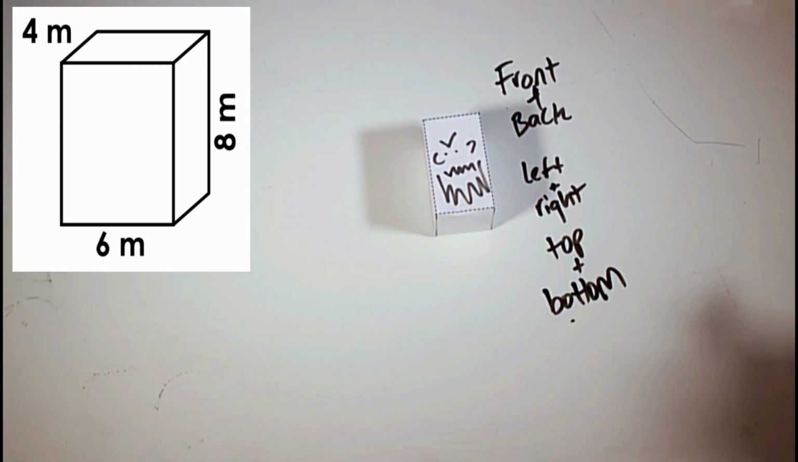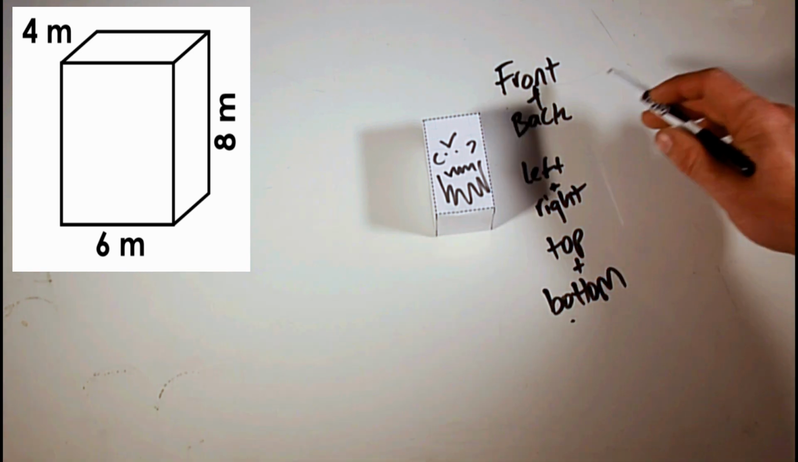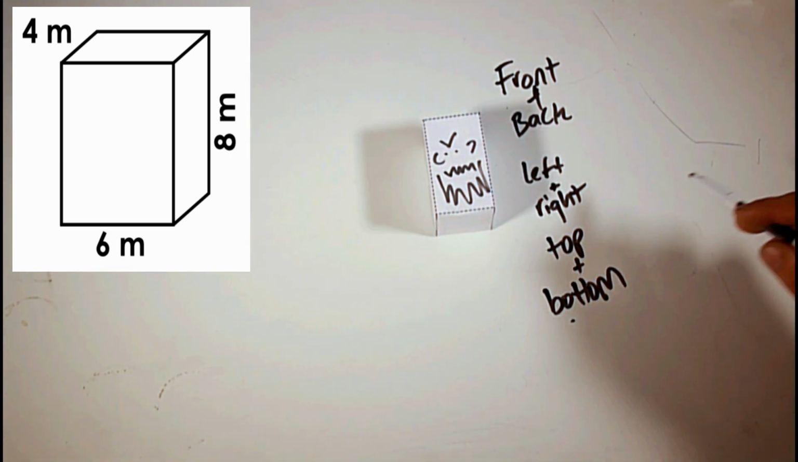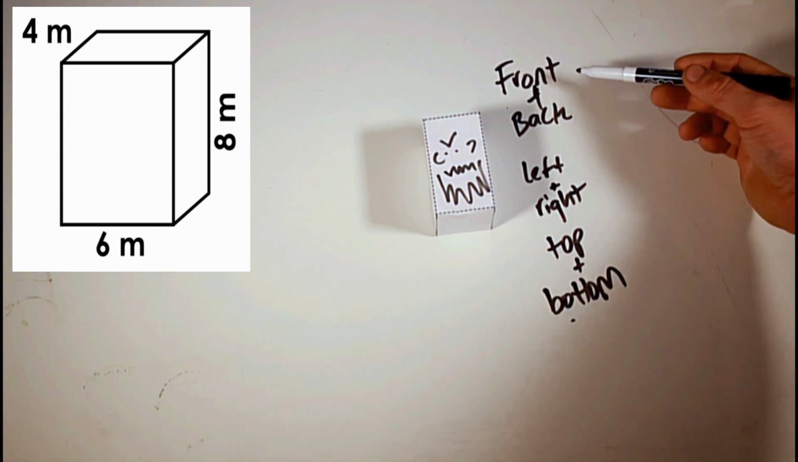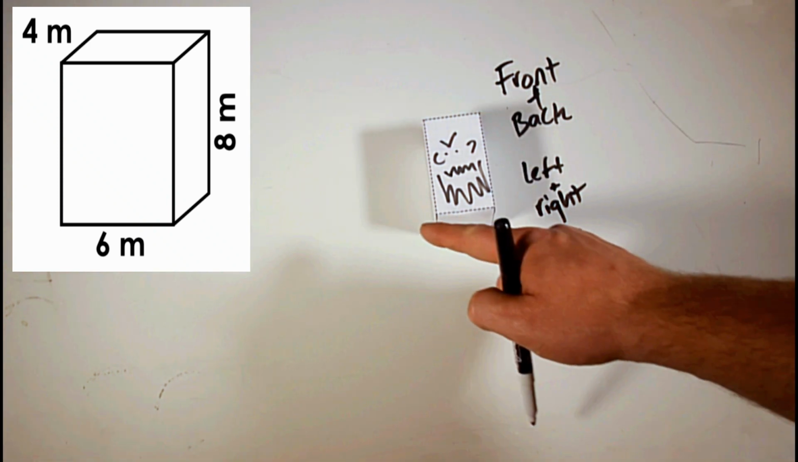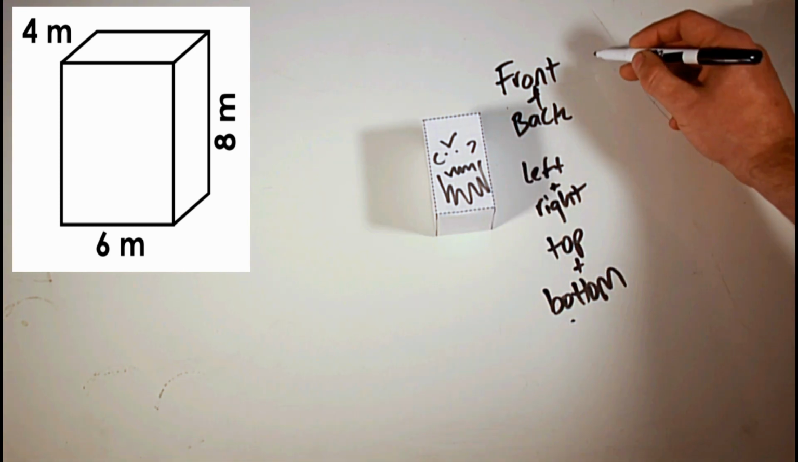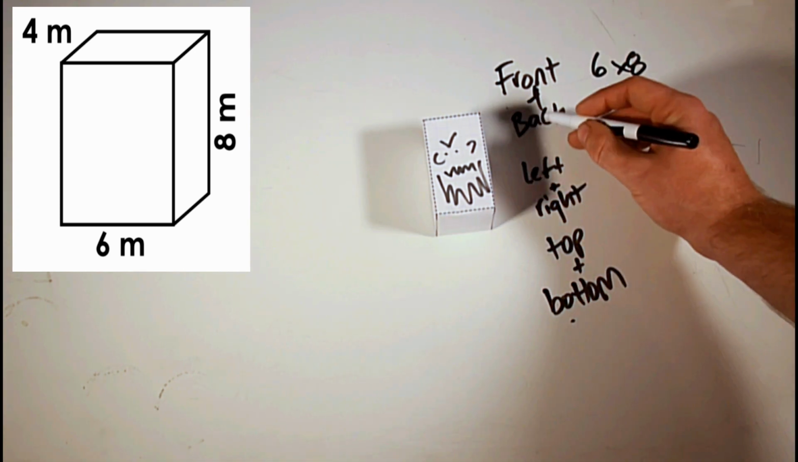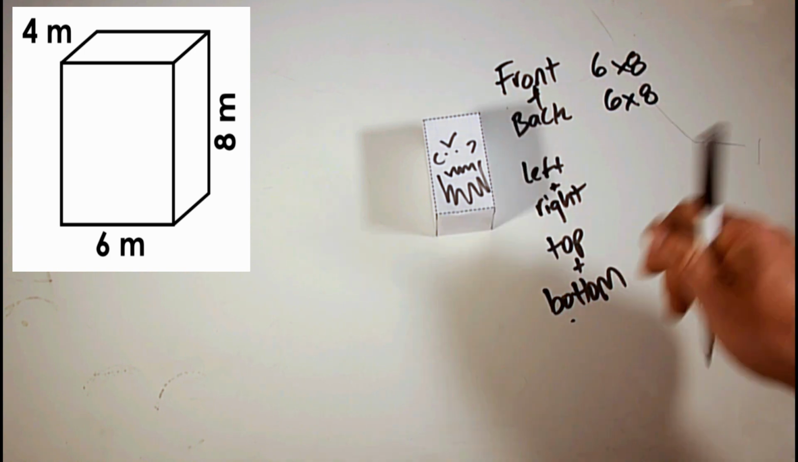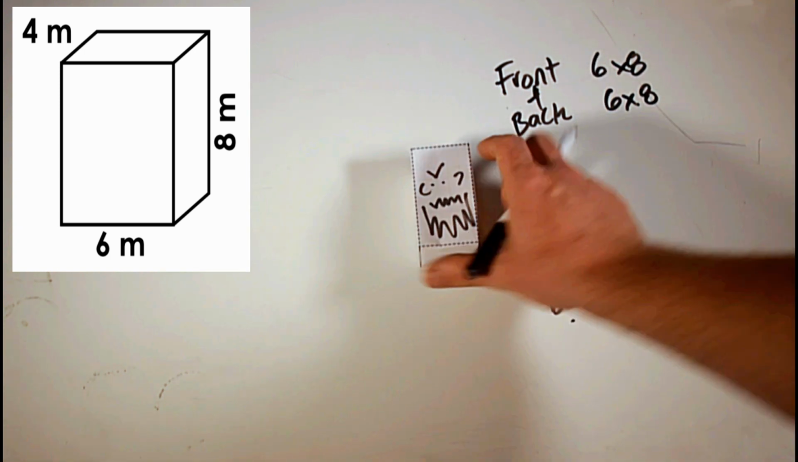All right, so let's go ahead and go through each one of these and make sure we have the measurements for each one of them. The front has 6, and then the perpendicular line, the height, is 8. So we have 6 times 8. It's the same thing for the back. Then our left and our right.